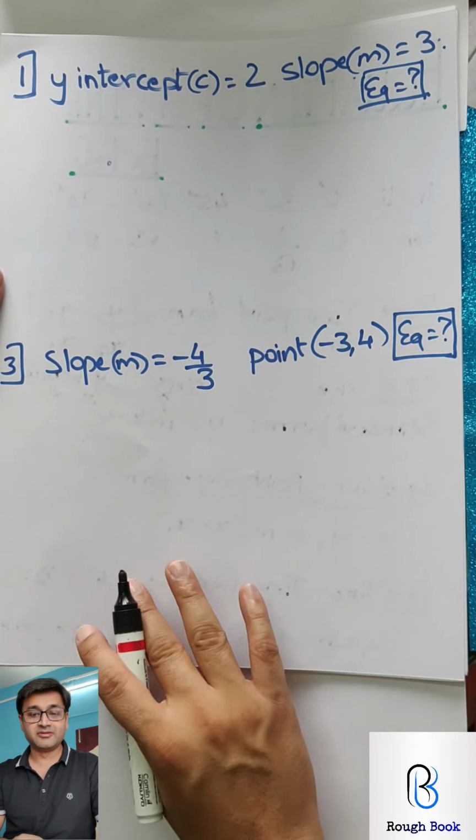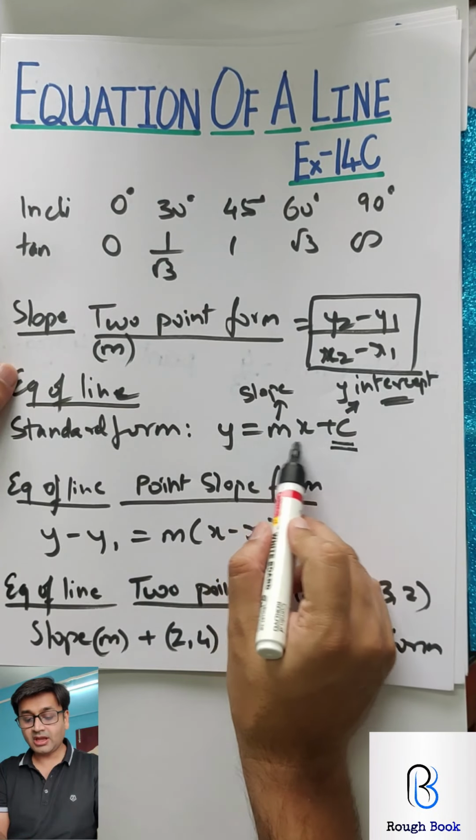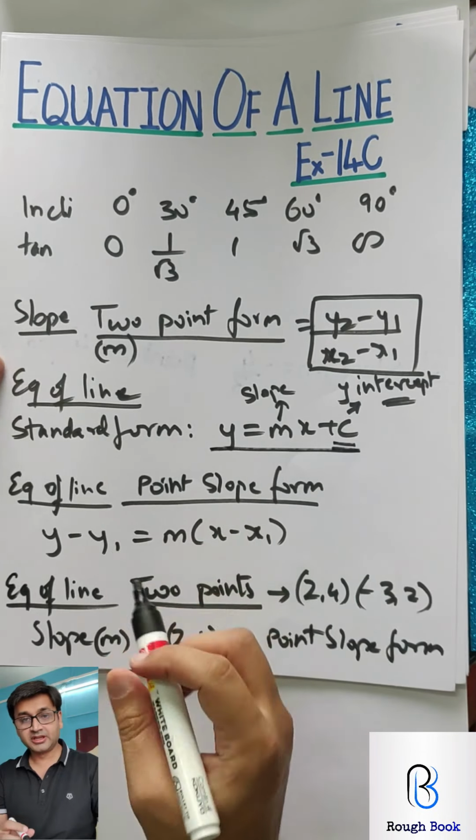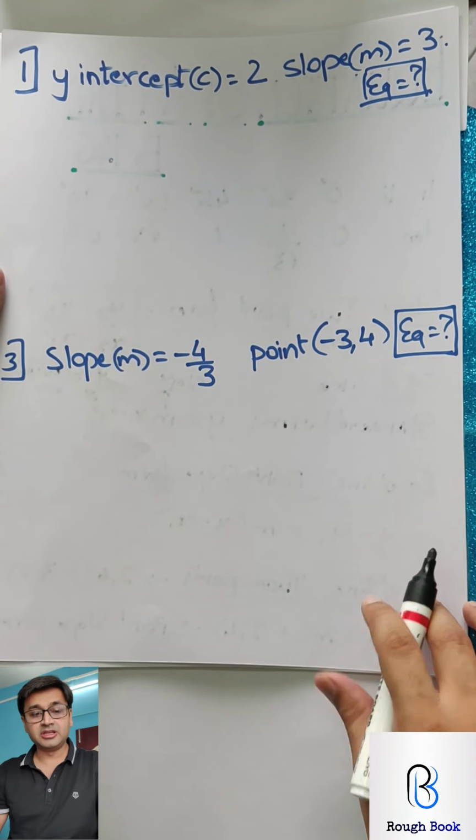Y-intercept is given, slope is given. How are you going to find the equation? So y-intercept and the slope. Can you use this? Hit it. Come on, pause your video. y = mx + c. Hit it and get me the equation.